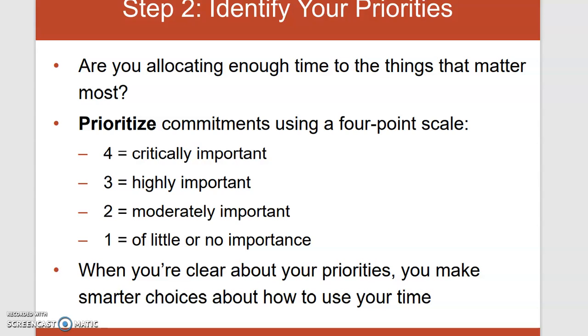We use a 4-point scale in this class, with 4 being critically important to your life, 3 highly important, 2 moderately important, and 1 little or no importance. So you would look at how you tracked your time and all of your life activities and actually identify your 4s, 3s, 2s, and 1s.